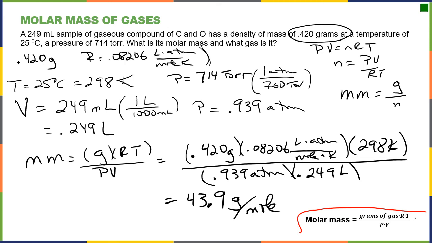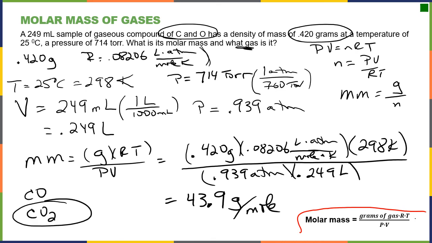The last question you're asked is which gas is it? It's a compound of carbon and oxygen. Carbon and oxygen has 2 options, CO and CO2. This one is CO2.